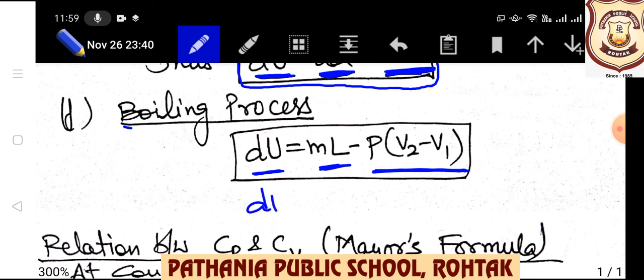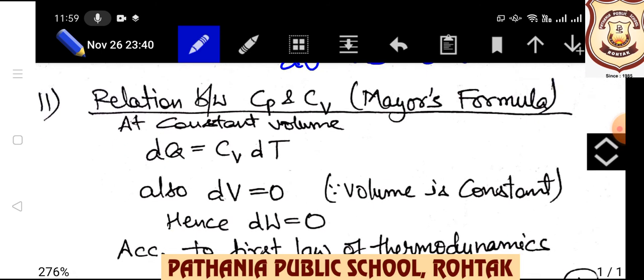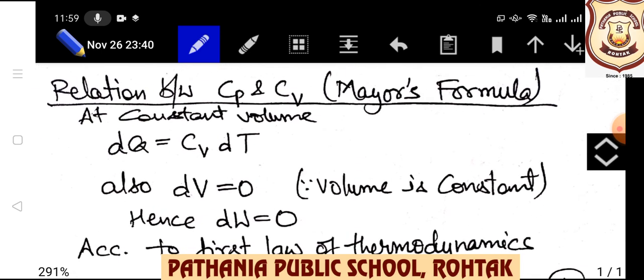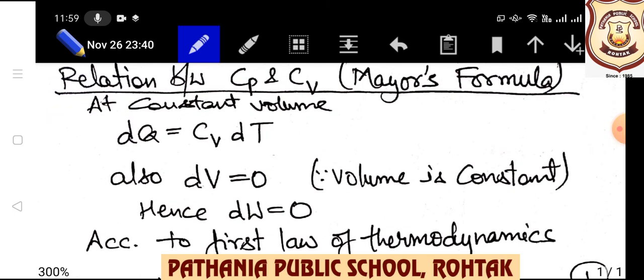Now for constant pressure, work done is not zero, and let us take dq dash as the amount of heat supplied at constant pressure to a gas, and change in temperature is dt. So dq dash is equal to Cp dt, where Cp is the specific heat at constant pressure, and dw dash is the work done by the gas, which is pdv. If I put them in the first law of thermodynamics, dq dash is equal to du dash plus dw dash. Dash indicates that I am doing it for constant pressure. Putting the values, Cp dt is equal to du dash plus pdv, or du dash is equal to Cp dt minus pdv.